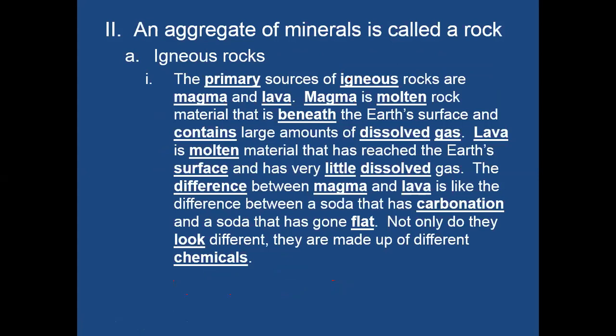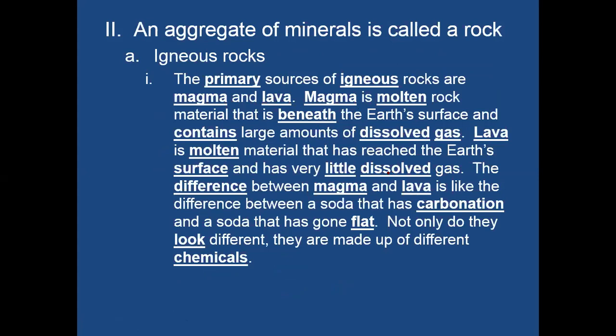The primary sources of igneous rocks are magma and lava. So once again, I just kind of mentioned this, but magma is molten material beneath the Earth's surface. It contains large amounts of dissolved gas. You can think of this as soda still in the can. So the lid is still on, it's still pressurized, so the little bubbles of carbon dioxide are still dissolved into the magma. Once it comes up to the top, it would be like an open bottle of soda that has been left open for a while and gone flat.